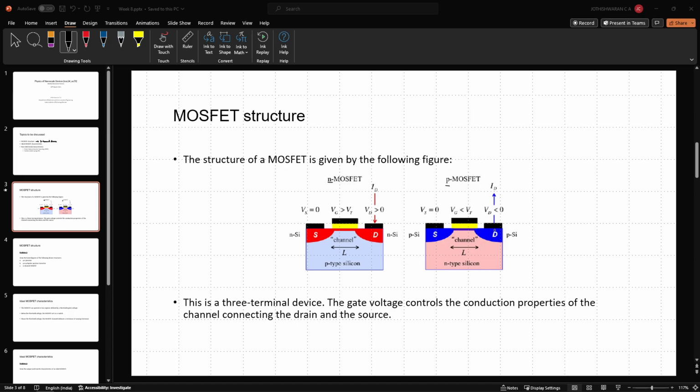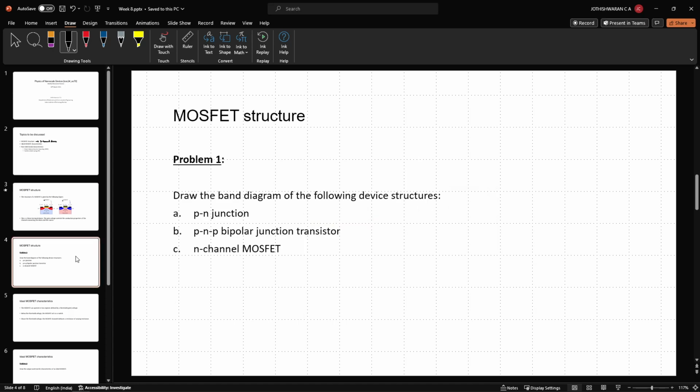So that is the reason why we have this inversion in the direction of current flow. Otherwise, the operation of these two devices is essentially the same. As mentioned before, this is a three-terminal device, and the gate voltage controls the conduction properties, most essentially the conductivity of the channel that connects the drain and the source. So this is the basic structure of a MOSFET.